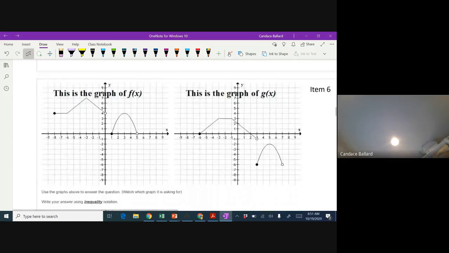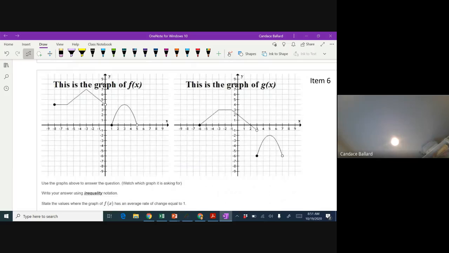All right, here we go. Item 6. Okay, two things are very important. We need to know what type of notation we are using, which is inequality. And then we need to know which graph we are working with. It looks like it's F. So I'm not worrying about anything over here. I had a lot of people list 2 answers. I had some people not use the correct notation. So you want to make sure you're using the correct notation. All right, tell me in the chat, what do the words average rate of change mean?